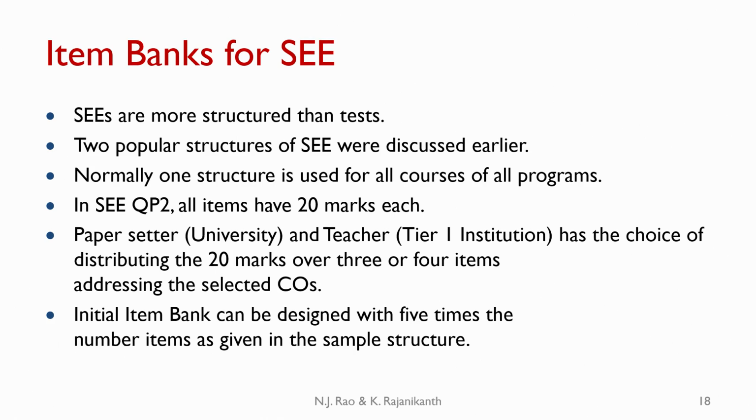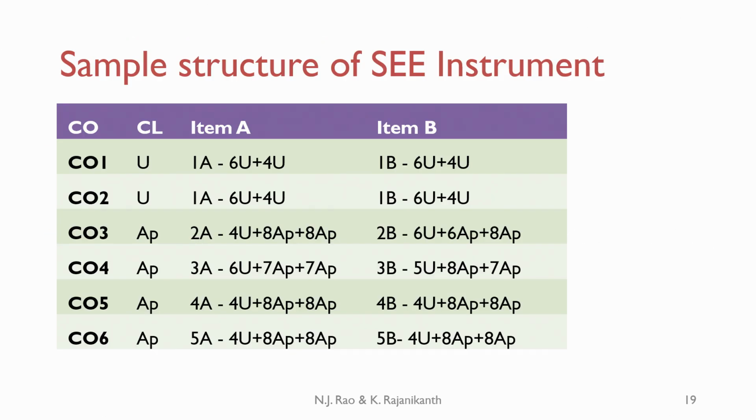So, item banks can be designed again with 5 times the number of items as given in the sample structure here. Here, if you see, the first question actually covers 2 COs, CO1 and CO2, both of them are covered in the first question, and CO3 is covered in the second question, CO4 in the third question, CO5 in the fourth question, CO6 in the fifth question. So, totally there are 5 questions. The first question covers 2 COs, the rest of the questions cover 1 CO each, and the choice is internal.